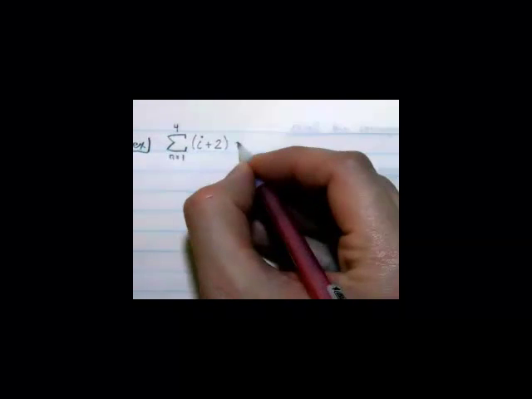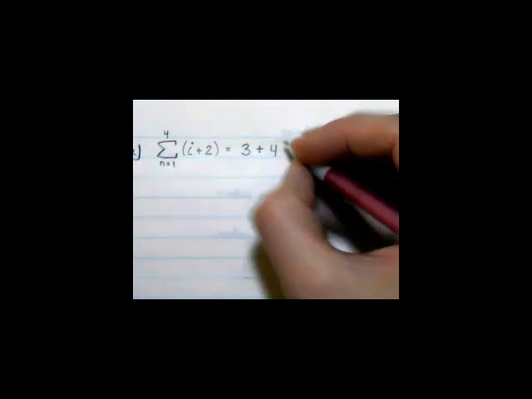Let's try that. So we're going to start at 1, we're going to go to 4, and we're going to use the formula i plus 2. So what this means then is you're going to have 4 terms you're adding together, right? When you plug in a 1, when you plug in a 2, when you plug in a 3, and when you plug in a 4. Add those up. Okay? So what do we get when we plug in a 1?